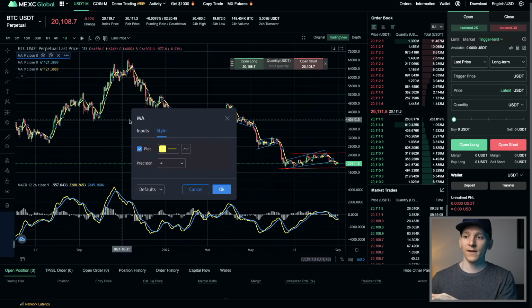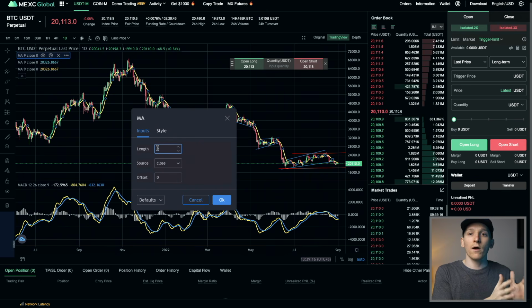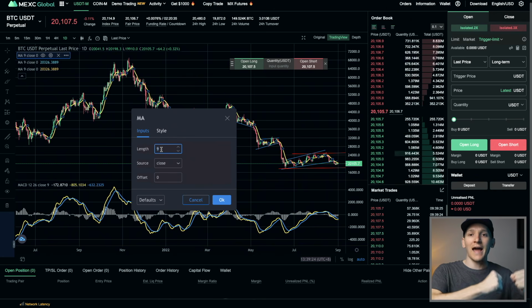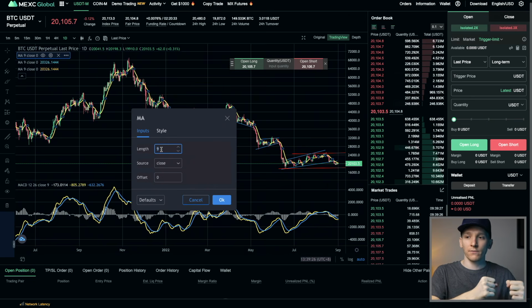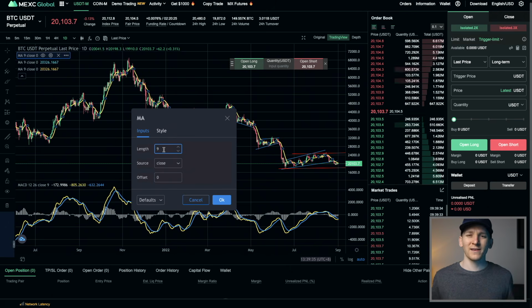To do that, go to settings, change the color as you want, go to inputs, and then go to length. Now, a moving average just plots the price of something over time. So if you have a length of 9, that means there are 9 periods where it's going to plot the average over those 9 periods, right? This is a day chart, so 9 days. 9 is very, very short term, and you can see the yellow line follows the price very closely here, so it's not really telling us anything.